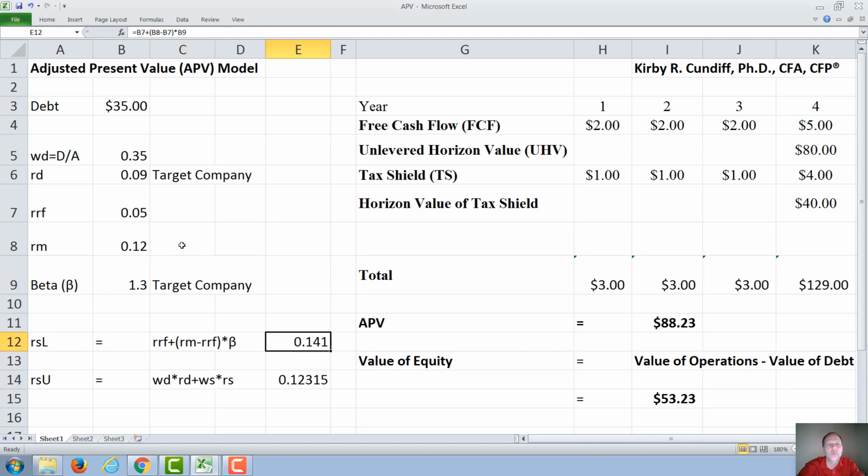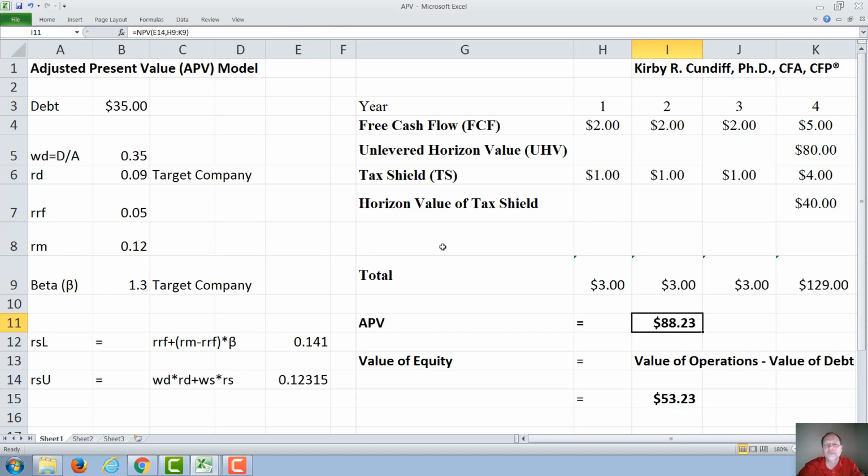So in our example, we have 5% plus the market risk premium of 12 minus 5, or 7%, times the beta of 1.3, which gives us a leveraged cost of capital of 14.1%. Using the fraction of the company financed with debt of 0.35 times the cost of that debt of 9, plus the fraction financed with equity of 0.65 times the cost of that equity of 14.1, we get an unleveraged cost of equity of 12.3%. When we calculate the APV value of the company, we will use that as the discount rate.